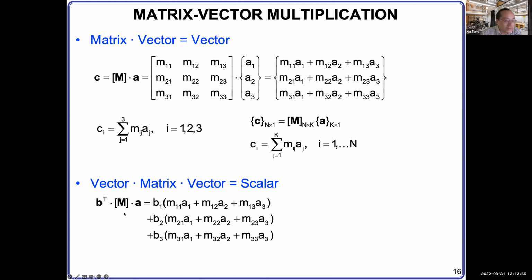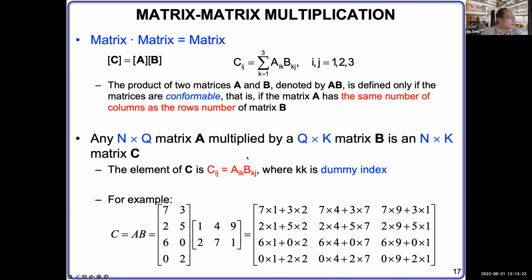And this can be used to measure the eigenvalue of the matrix, or measure the force in any direction of a stress field. Okay, so here M will be the stress, A and B will be the direction. So that can be very useful to find out the important properties in the stress field. Okay, very good. Now, besides matrix vector multiplication, matrix and matrix can also multiply with each other.